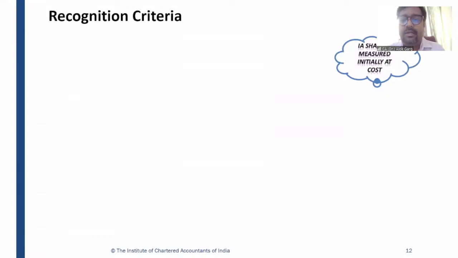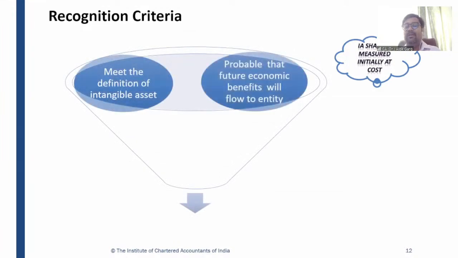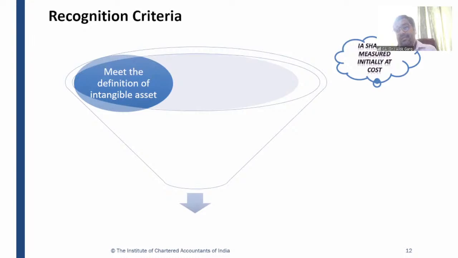Coming to the recognition criteria. So guys, we have understood the definition of an asset and an intangible asset, right? For an item to be an intangible asset, it should be identifiable, it should be a non-monetary asset, it should be without physical substance, and there must be control over that asset, right? So coming to the recognition criteria, when will an intangible resource be recognized as an intangible asset?